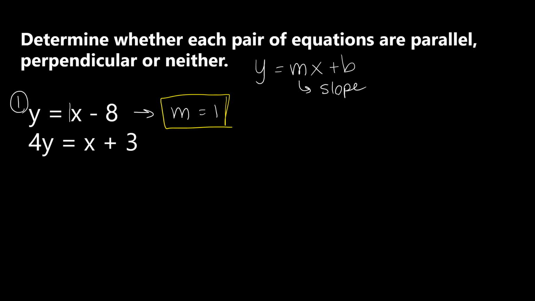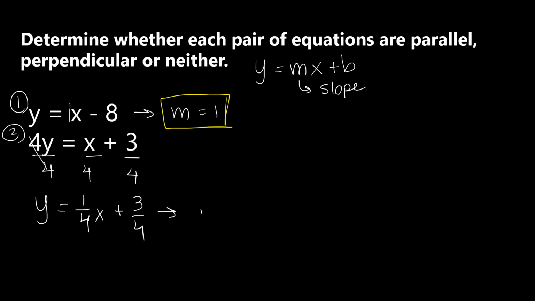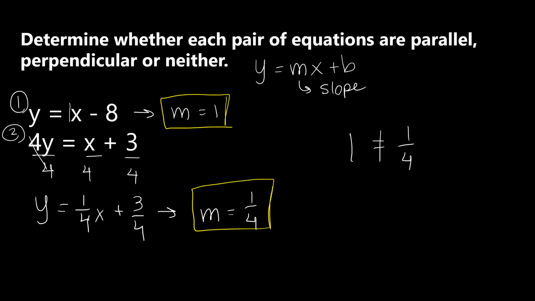Equation number 2 is not quite in slope-intercept form, but we can solve for y to make it in that form by dividing everything by 4. Dividing everything by 4 gives us y equals, remember, 1/4 x plus 3/4. So the slope of that line is 1/4. Looking at these two slopes, I know that these two slopes are not equal to each other.